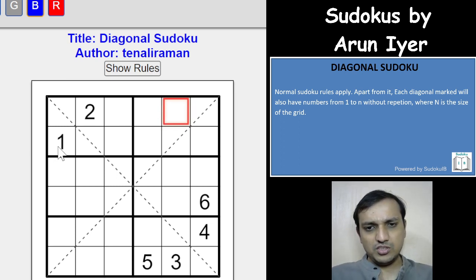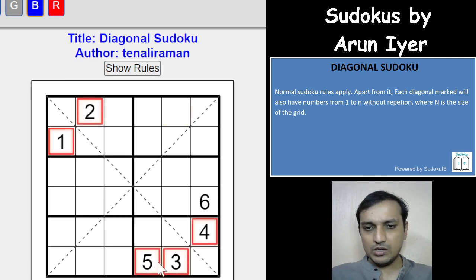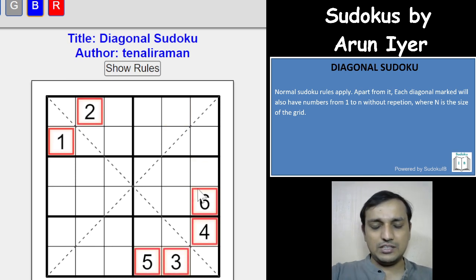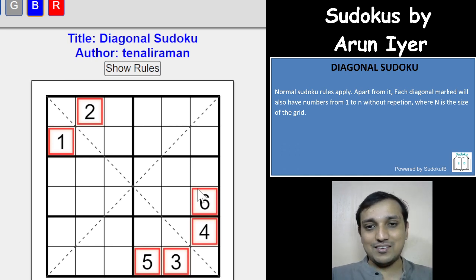If you see the theme here, it is really amazing. 1, 2, 3, 4, 5, 6, and none of the digits are repeated on the diagonal; they are used just once. And with that, this Sudoku is actually unique. Amazing, right? It's really hard to believe that. And let us start solving this Sudoku.